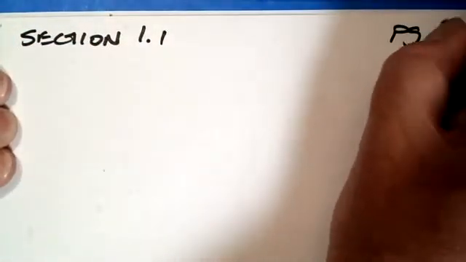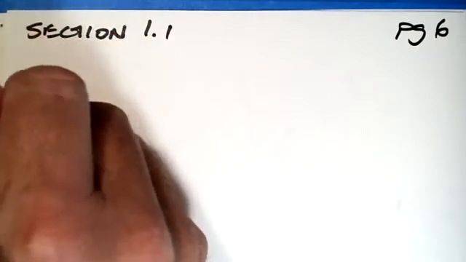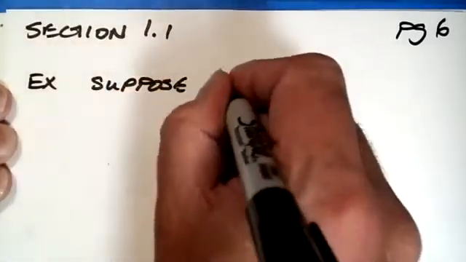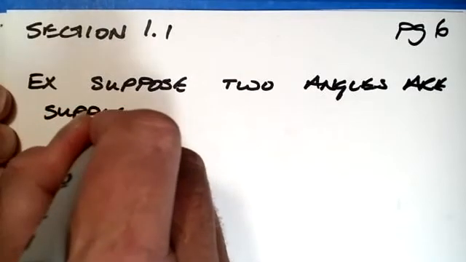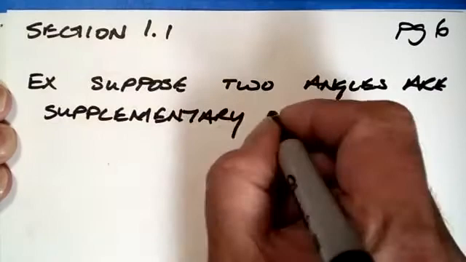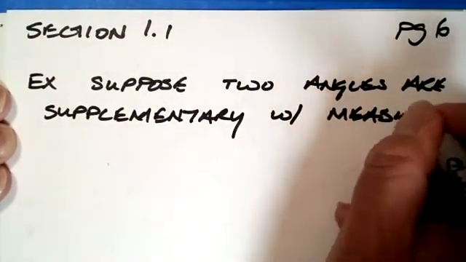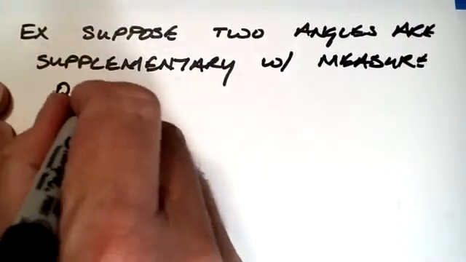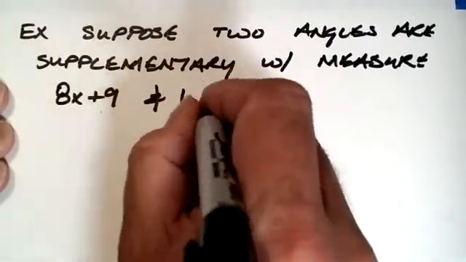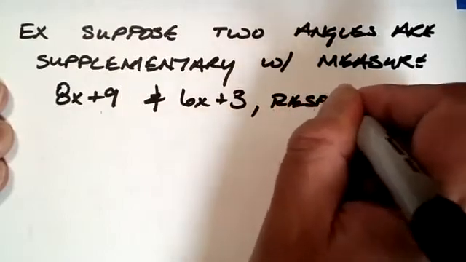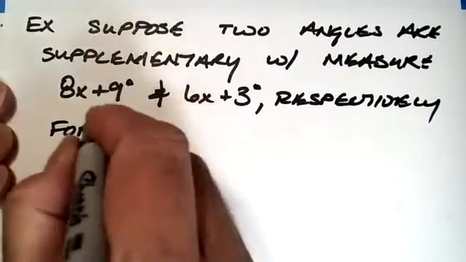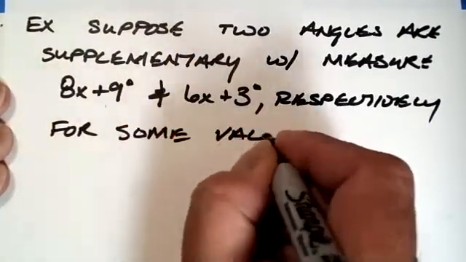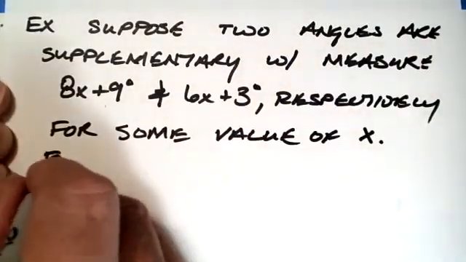So this is now page 6. Okay, so another example. Suppose two angles are supplementary, with measure 8x plus 9 and 6x plus 3, respectively, for some, and I'm going to put the degrees in there, sorry, blew it last time, for some value of x, find the measure of the two angles.